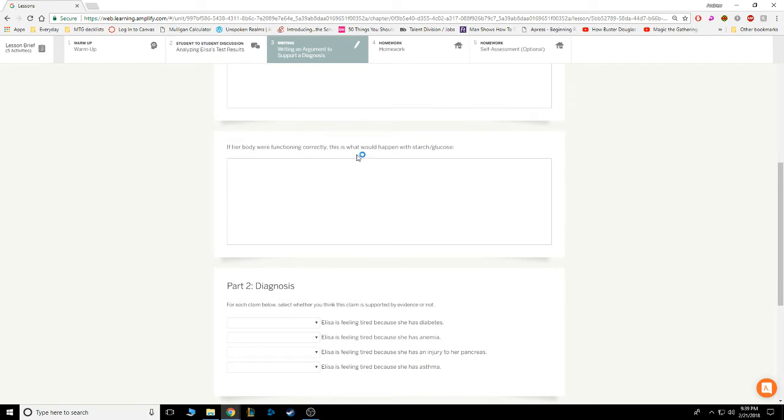Next, if her body were functioning correctly, this is what would happen with starch and glucose. Again, you can solve this by looking at the simulation at the top and following a starch or glucose molecule. In this case, you'll watch starch go through the digestive system, break into glucose, and you'll watch glucose do one of 2 things.